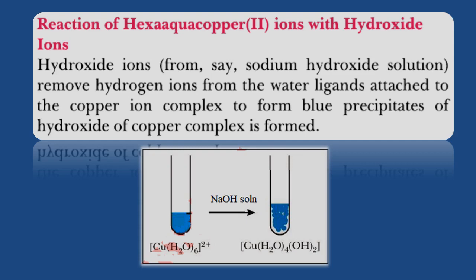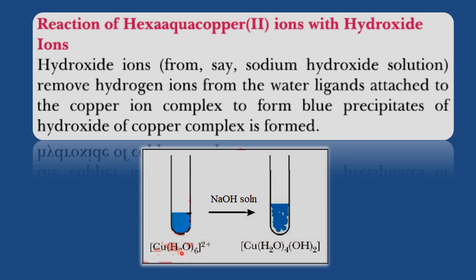Say we are going to take sodium hydroxide solution. The hydroxide ions are going to remove the hydrogen ions from water ligands that are attached in the copper ion complex to form blue colored precipitates of hydroxide of copper complex. Now students, this is the hexaaqua copper(II) complex. When we dissolve copper in water, we obtain this solution.